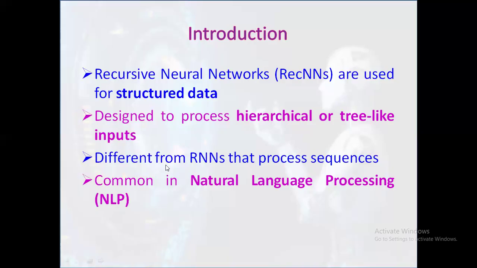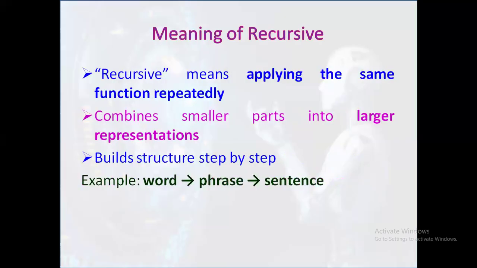This network is different from an RNN, a recurrent neural network, that processes sequences, whereas this processes structured data. While recurrent neural networks handle data step by step over time, like sentences word by word, recursive neural networks combine information based on structure, not order. It is common in natural language processing (NLP). Recursive neural networks are widely used in NLP tasks like grammar parsing and sentiment analysis, where understanding how words combine into phrases and sentences is important.